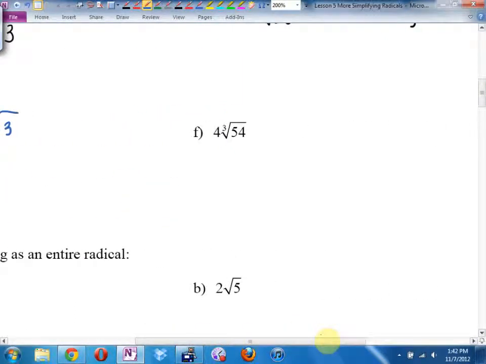4 cube root 54. I want to write the cube root of 54 as something times something. And don't say 9 and 6, because 9 is a perfect square, and we're not dealing with perfect squares here. Ours is the cube root. Cube 27 and cube 2. Turns out it's cube root 27, cube root 2, because 27 times 2 is 54.